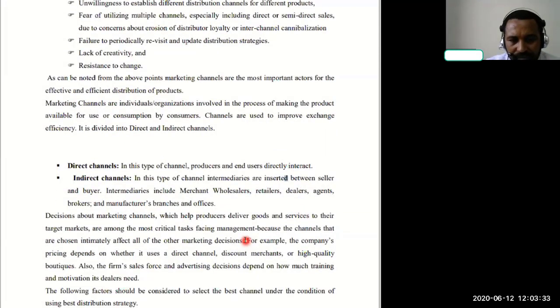So as a strategy, a company should select either of the two, direct or indirect, or in some cases, depending on the nature of the product, they can use both at a time, direct and indirect.